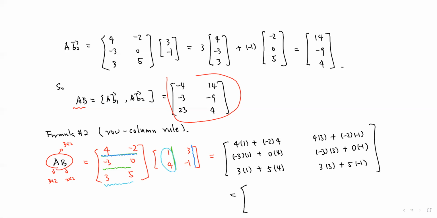Now using the calculator: 4 minus 8 is -4. Here, 12 plus -2 times -1 is 2, so 14. Then -3, -9 plus 0. And then 3 plus 20 is 23, and 9 minus 5 is 4. Done. This is the result from formula 2. Usually I use formula 2 to compute a matrix times a matrix.